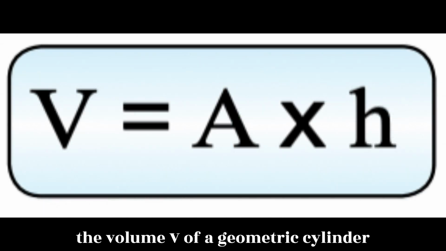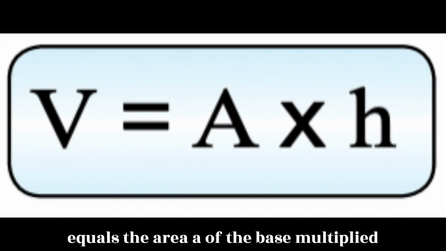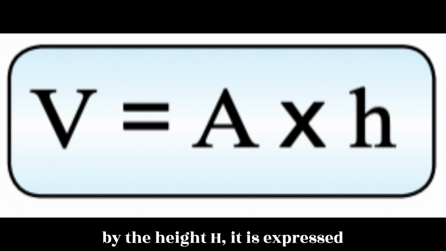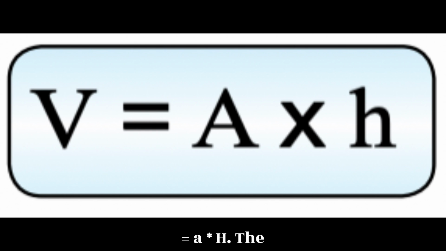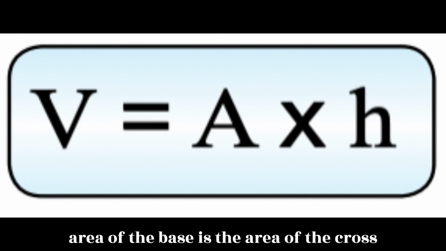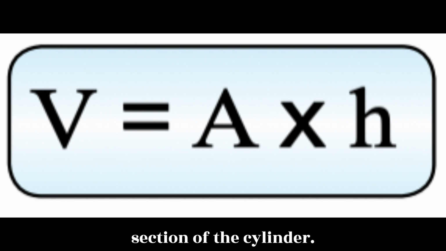Since the volume, V, of a geometric cylinder equals the area, A, of the base multiplied by the height, H, it is expressed mathematically as follows. V equals A times H. The area of the base is the area of the cross-section of the cylinder.